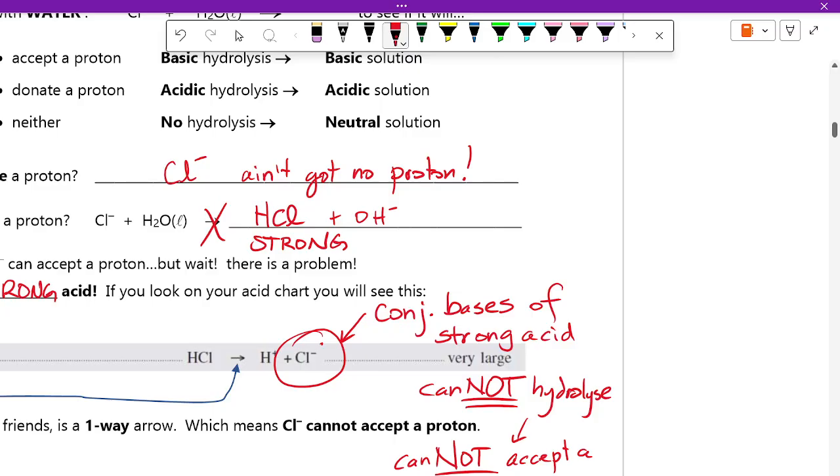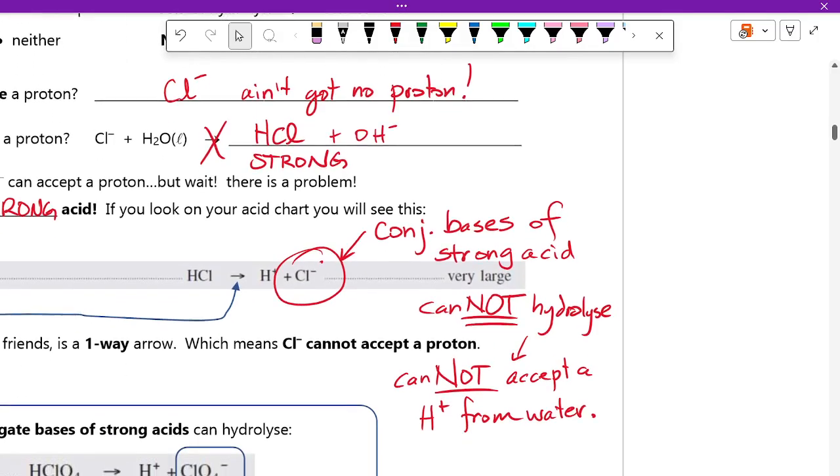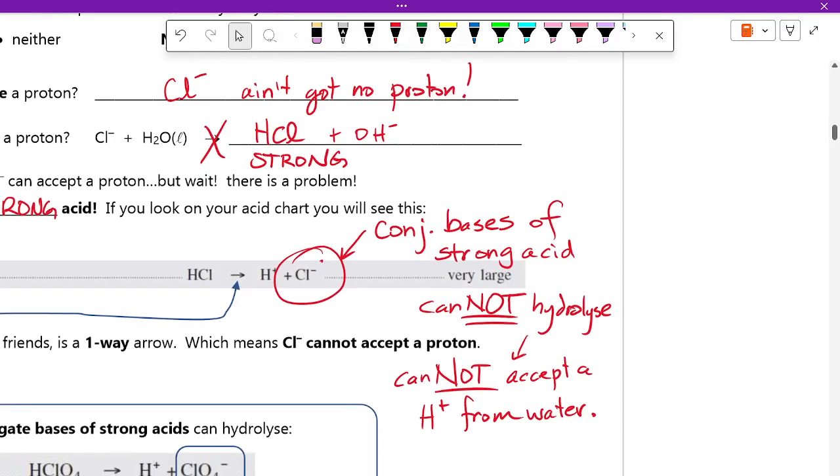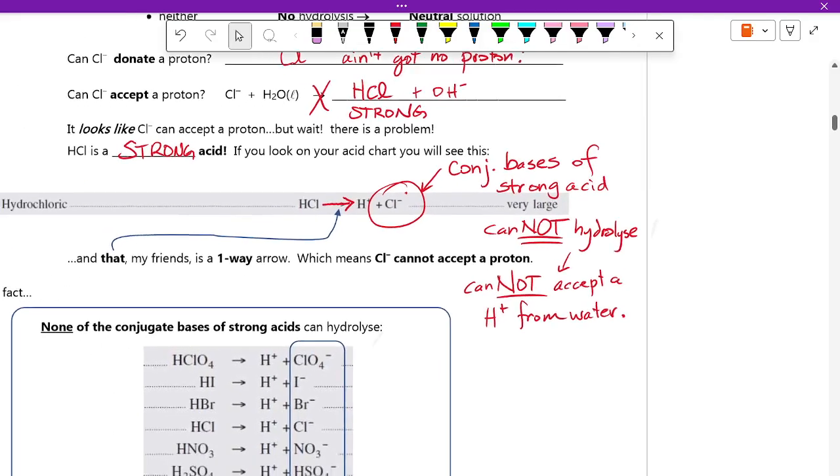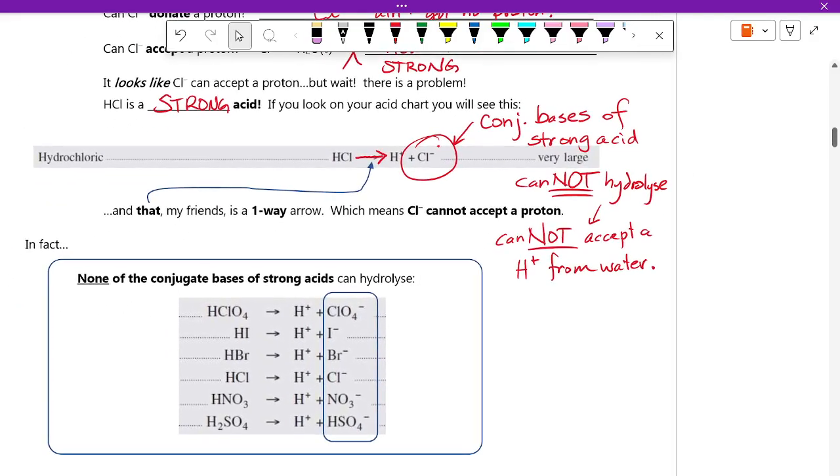Okay, they cannot accept a proton from water because they cannot accept protons from anybody. Yes? That is a one-way arrow there. Right? Does it go backwards? Does Cl ever grab any hydrogens? No. Okay, so none, oh look, I wrote that there. None of the conjugate bases of strong acids can hydrolyze.